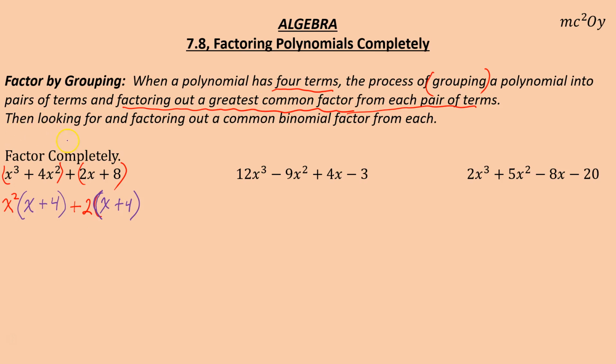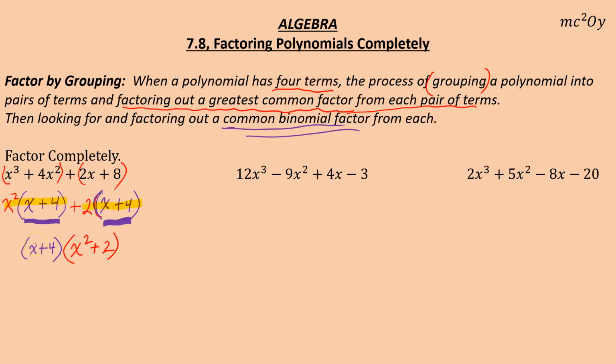Then, looking for and factoring out a common binomial. Binomial means 2 terms. When I look at these 2 pairs, I factored a monomial out of each. Notice they have x plus 4 in common. So I'm going to make that my common binomial factor. It's almost like taking out a common factor from each. When I take out an x plus 4 from this, I'm left with x squared. And when I take an x plus 4 out of this, I'm left with that plus 2. And that becomes my other quantity.